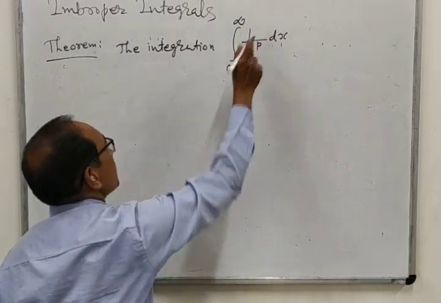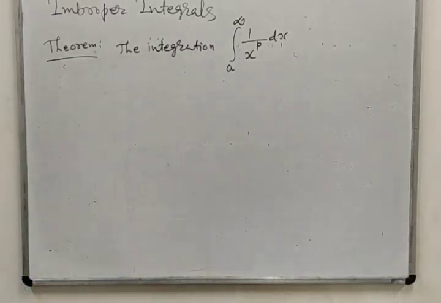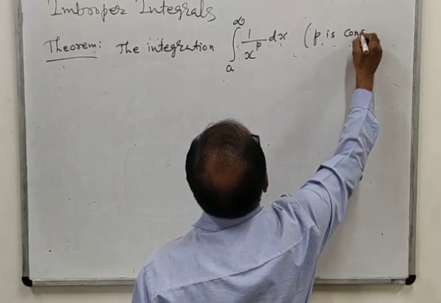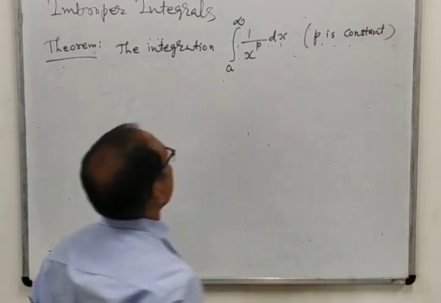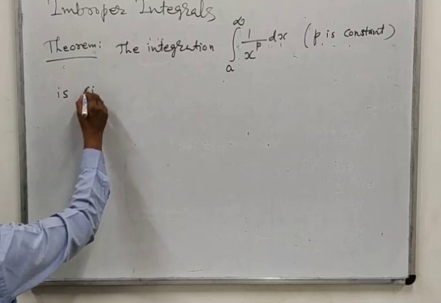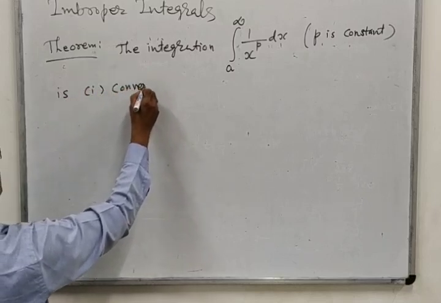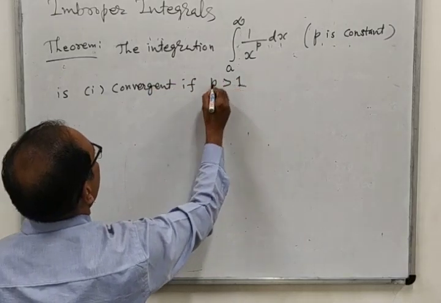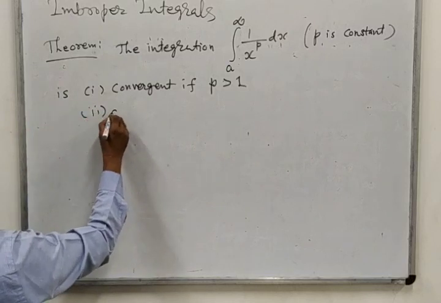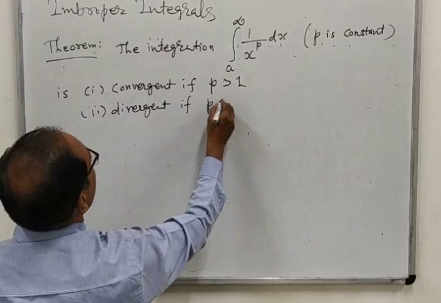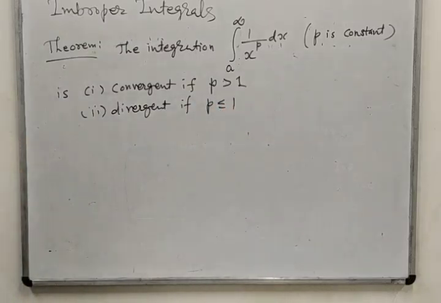Here the function is generalized now: 1 upon x raised to p, where p is a constant. It is, one, convergent if p greater than 1, and two, divergent if p less than or equal to 1.